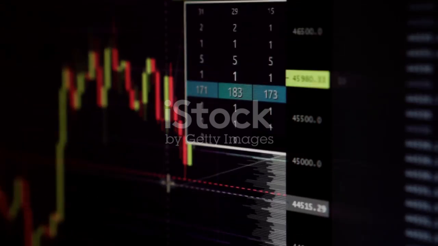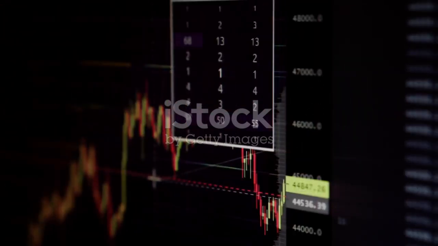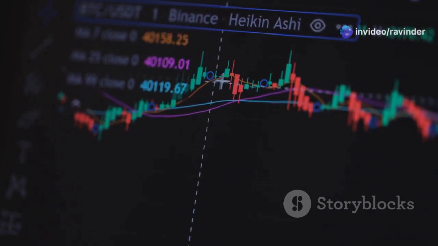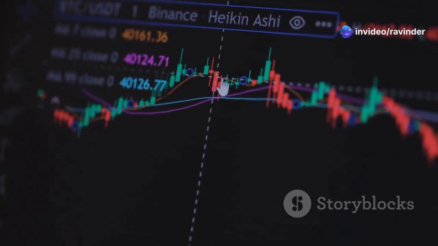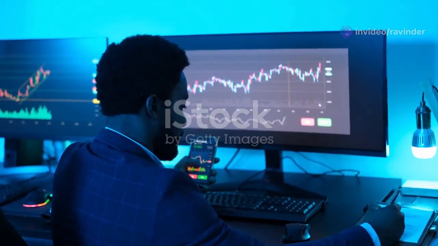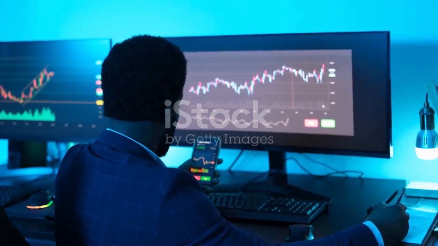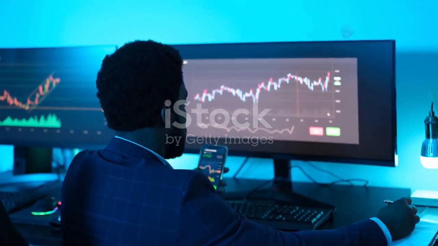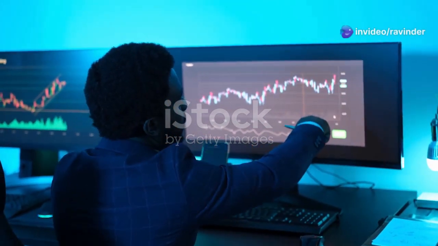Now let's dive into the exciting world of stock charts. Whether you're a seasoned trader or just starting out, understanding stock charts is crucial for making informed trading decisions. Don't worry if you're a complete beginner. I'm going to guide you through the basics and show you how to read a stock chart like a pro. By the end of this, you'll feel more confident in interpreting the data and making your own trading choices.